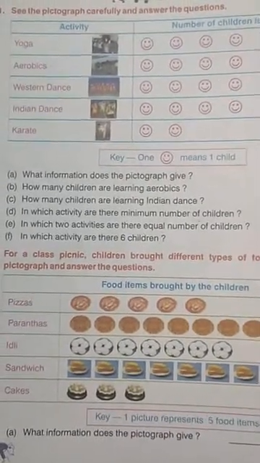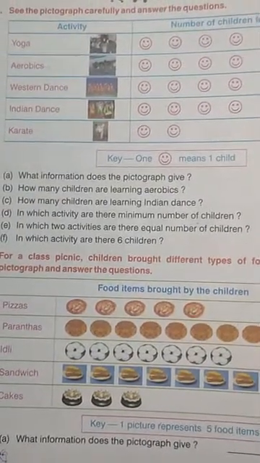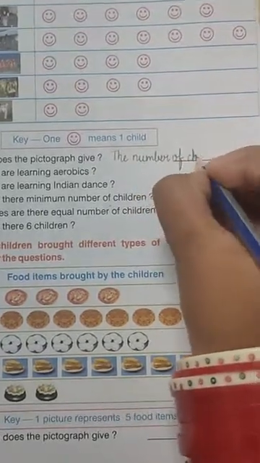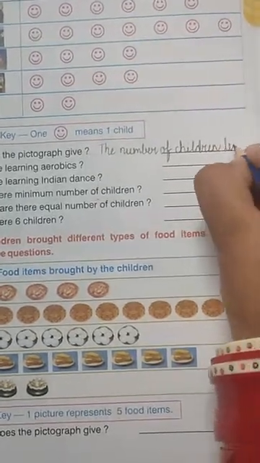What's there in the A part? They are asking what information the pictograph gives. This pictograph is giving the number of children learning different activities. So here I will write the number of children learning different activities.